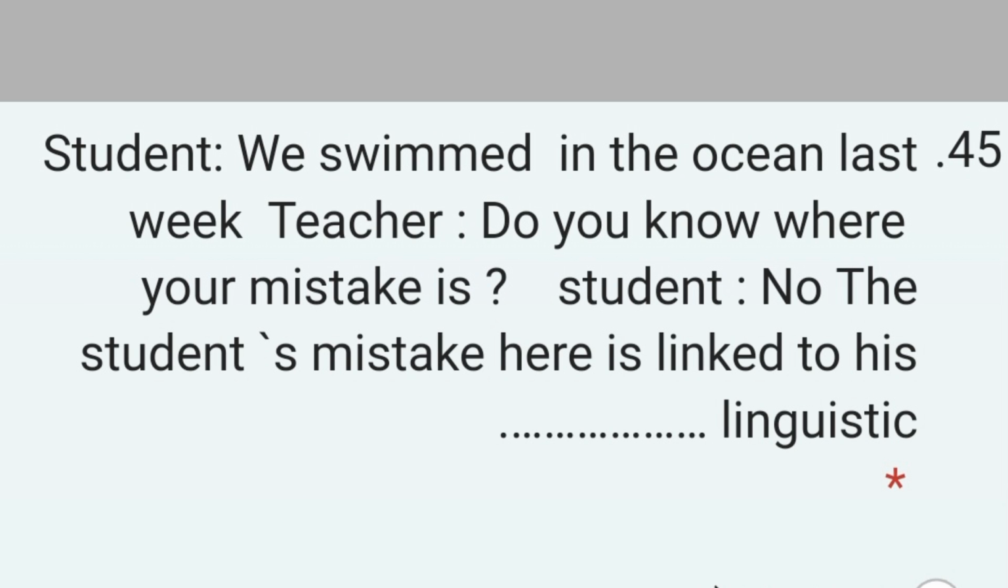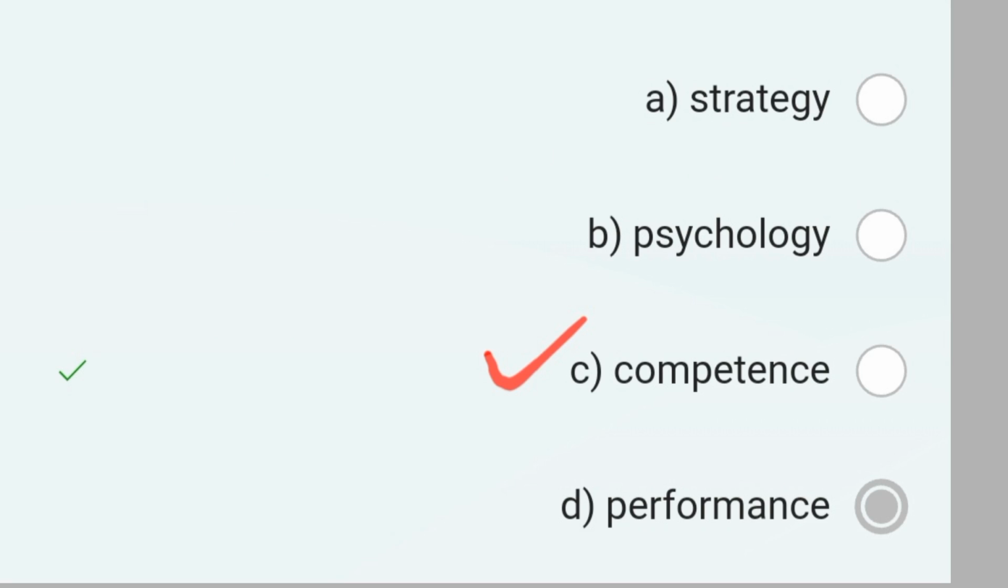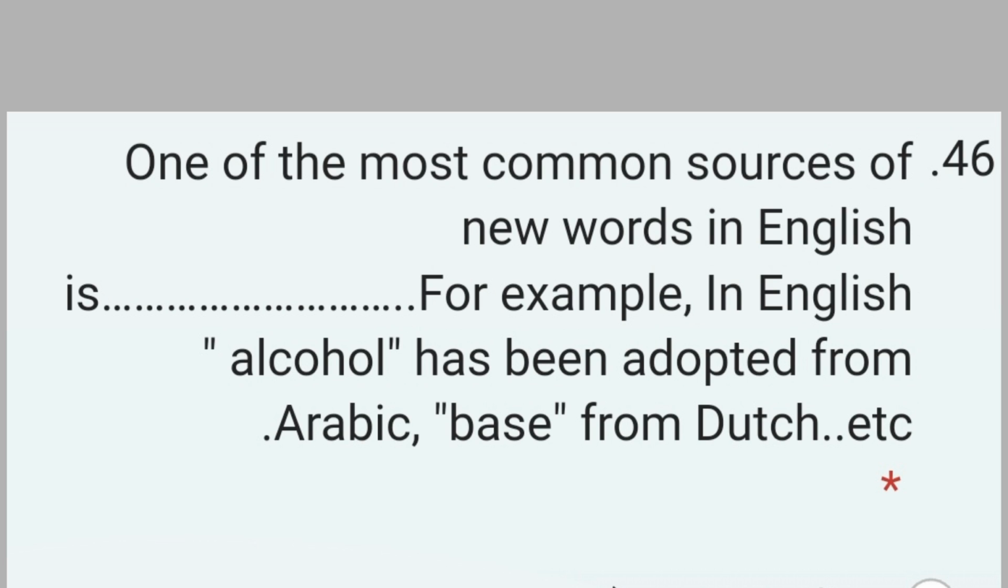45. Student: "We swimmed in the ocean last week." Teacher: "Do you know where your mistake is?" Student: "No." The student's mistake here is linked to his linguistic: A. Strategy. B. Psychology. C. Competence. D. Performance.